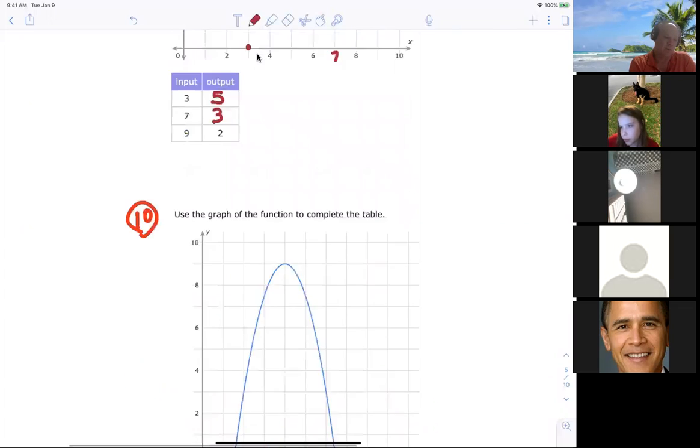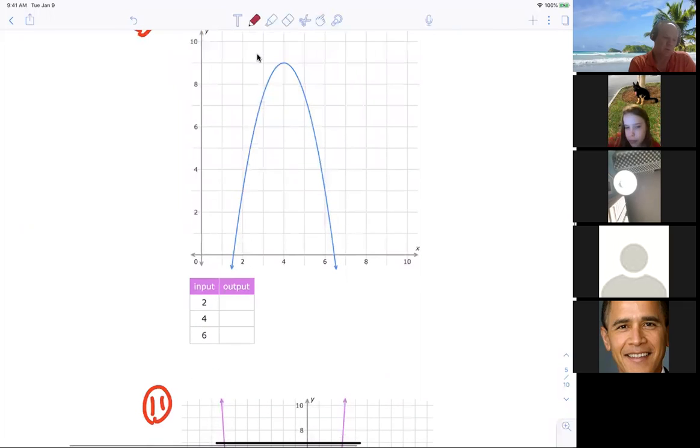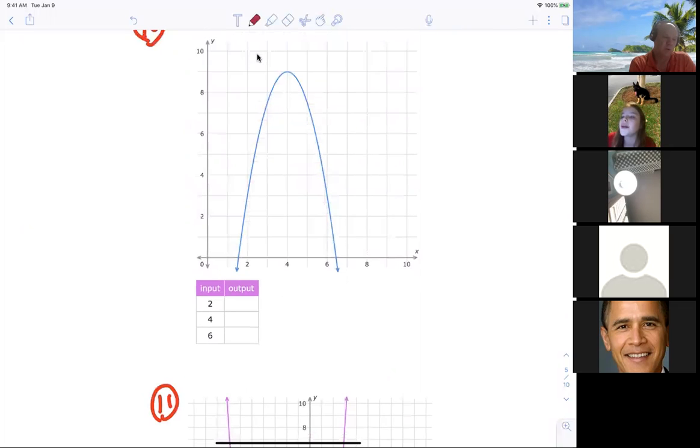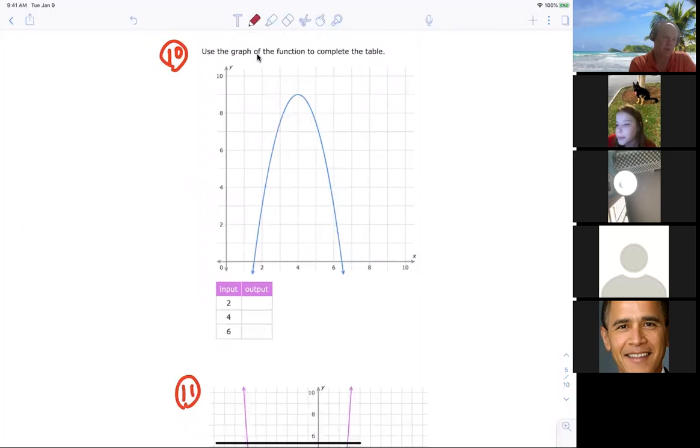Okay, number 10. Where are you getting negative 1 from? Oh, I was on number 11. Doesn't matter. Just tell me about number 10. 3. I told you guys. 3. Come on now. 4. 9. Thank you. 9. 6. 3. All right, that's what I'm talking about.